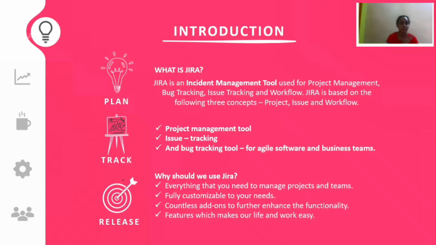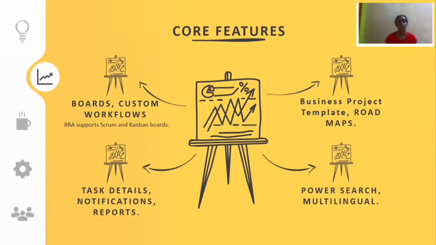So now let's discuss what are the core features that we could find in Jira. Number one, boards. Jira software supports Scrum and Kanban boards. These boards provide an immediate snapshot of the team's project and help to quickly review the progress of the project and see the status of an individual task.